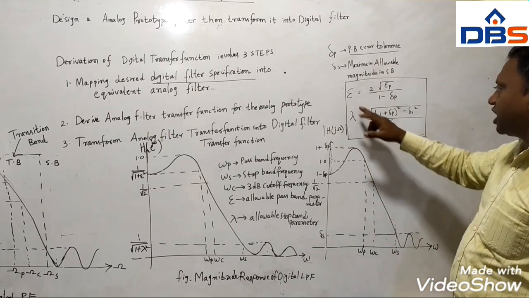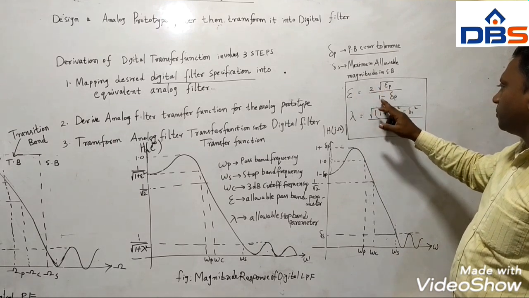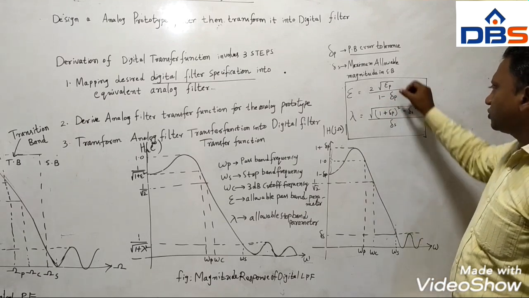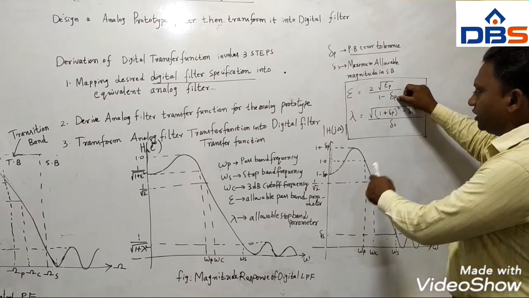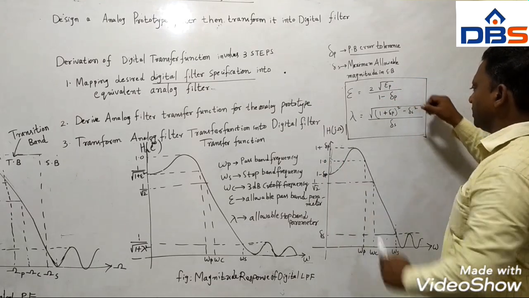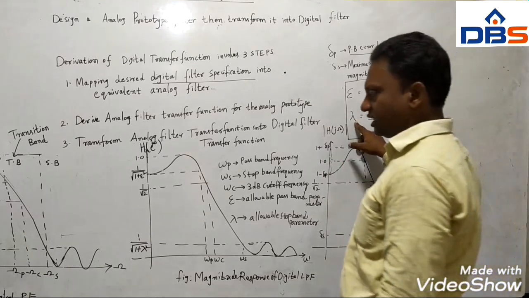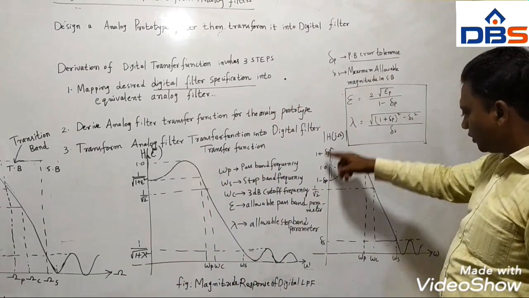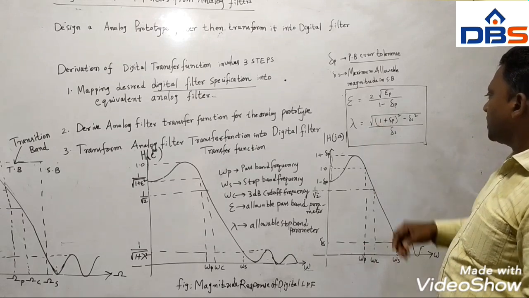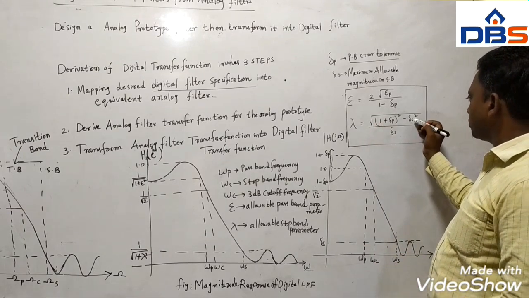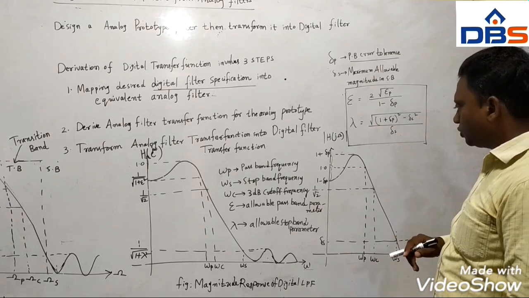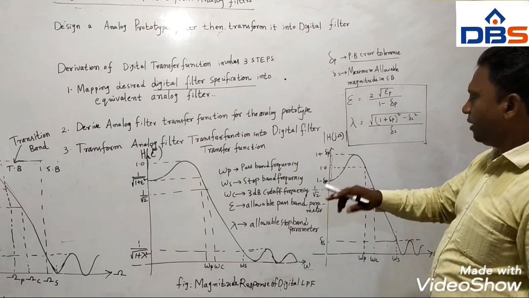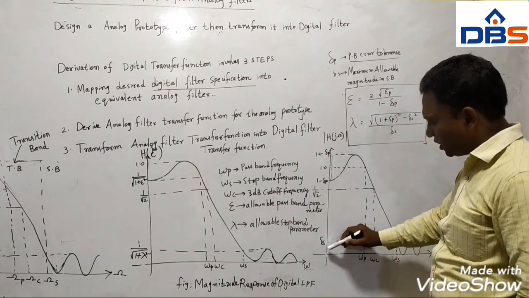So how they are related: epsilon is equal to under root of (1 plus delta p) whole square minus (1 minus delta p) whole square, as a pass band parameter. Again, delta p is also a pass band parameter. And lambda you can get from this formula if you know these characteristics: under root of (1 plus delta p) whole square minus delta s whole square, divided by delta s. So epsilon and lambda you can get from these specifications.